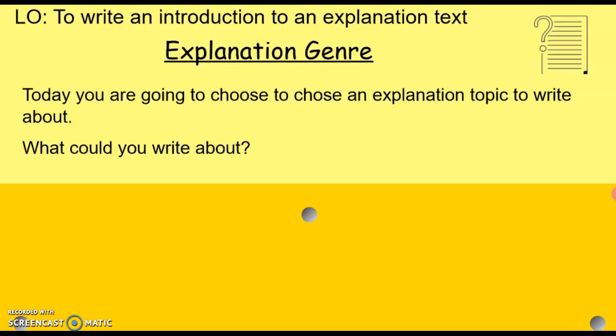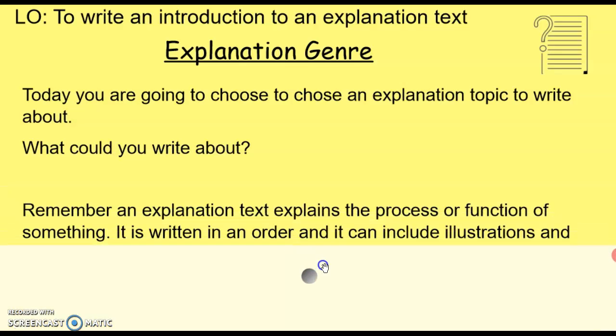So what we need to do firstly is, you are in control of choosing a topic that you would like to write about. So think now in your head, you might want to pause the video, what could you write an explanation text about? What function could you describe? What could you write about? Let's remind ourselves, an explanation text explains the process or function of something. It's written in an order and it can include illustrations and diagrams. So think carefully, what would you like to write about in your explanation writing?